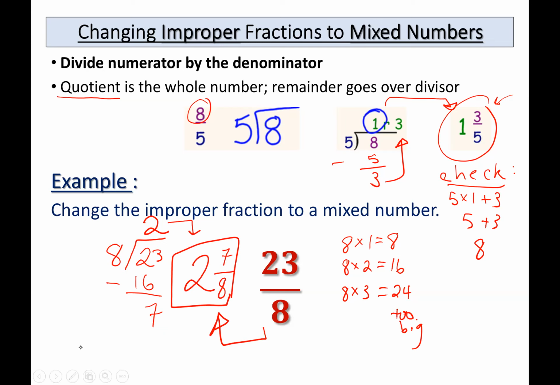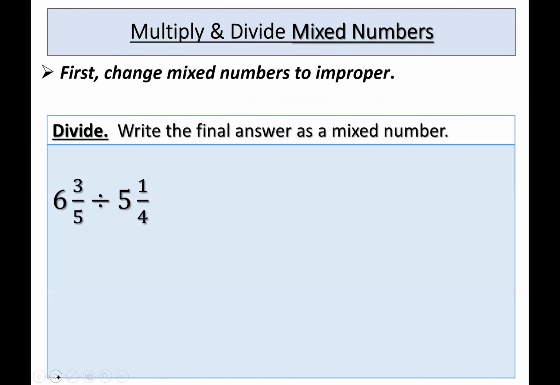Okay, so we'll need to be able to go back and forth like this when we're dealing with problems involving mixed numbers. Sometimes we need to change them to improper in order to multiply or divide, and then we'll need to change them back for the final answer, which brings us to our next problem.